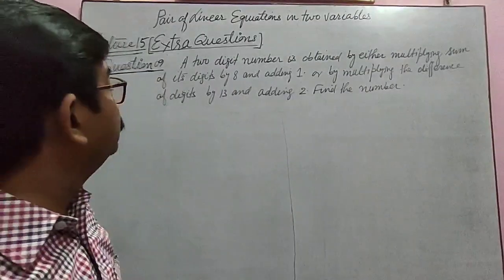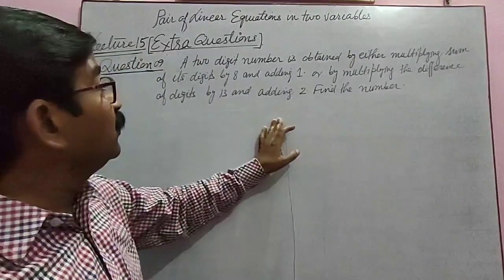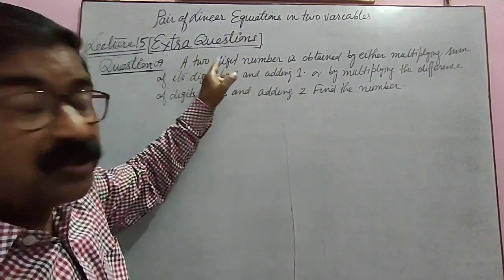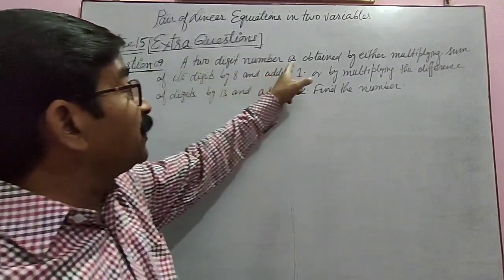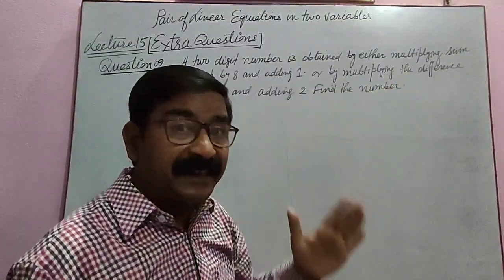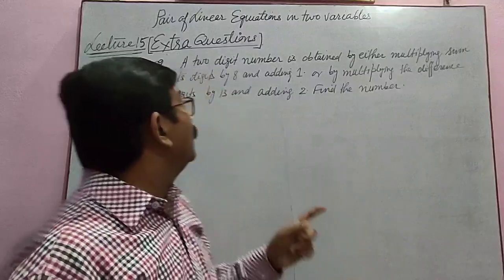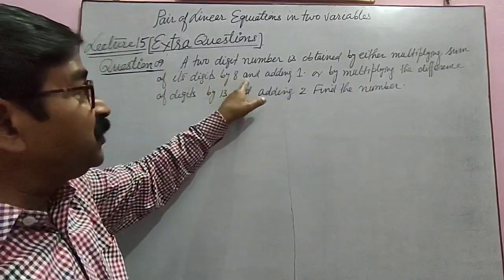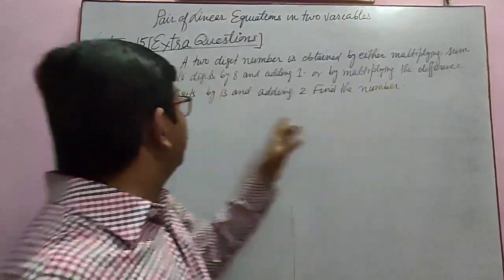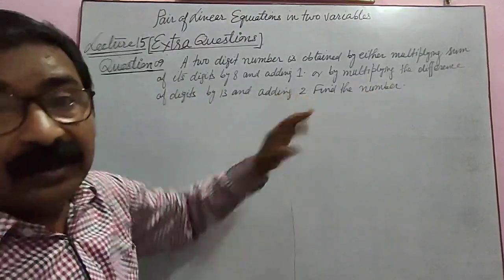Now students, again it is a very important question. We are talking about a 2-digit number. Try to understand. A 2-digit number is obtained by either multiplying the sum of digits by 8 and adding 1, or by multiplying the difference of digits by 13 and adding 2.